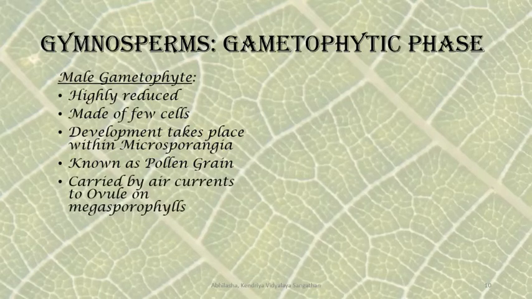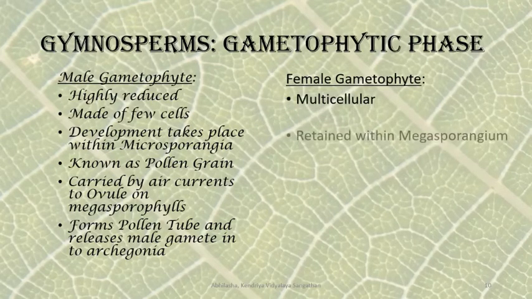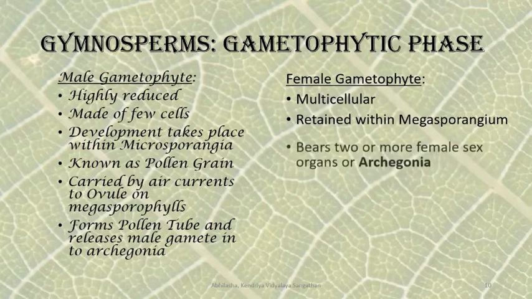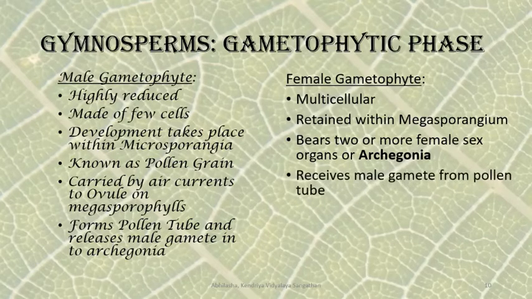Pollen grains are dispersed by air currents, and these air currents help the pollen grain to reach the ovule on the megasporophyll. Once there, the pollen grain germinates, forms a pollen tube, and it releases the male gamete into the archegonia. The female gametophyte is multicellular and it is also retained within the megasporangium. It bears 2 or more female sex organs which we call archegonia.